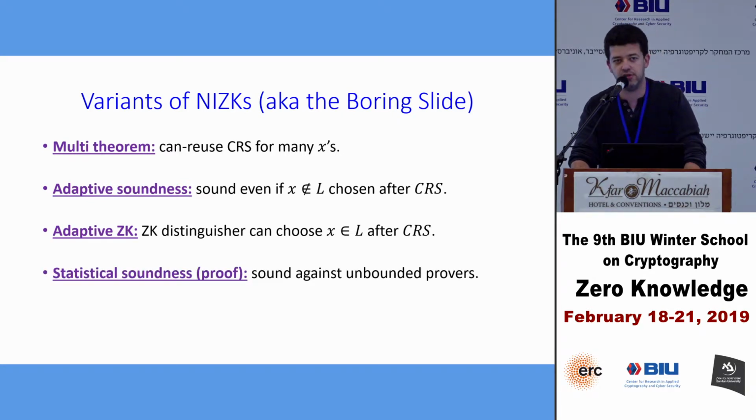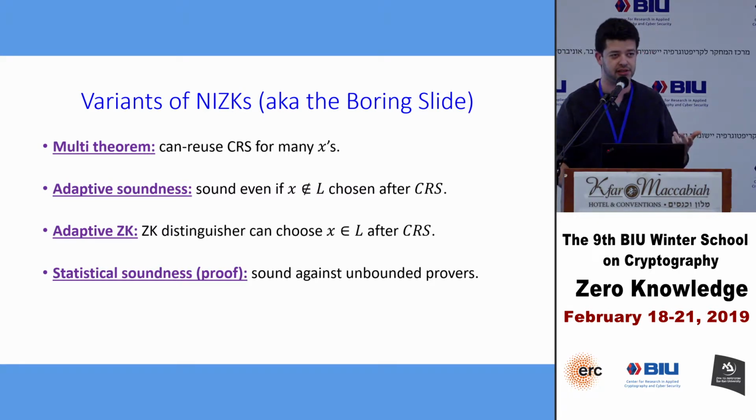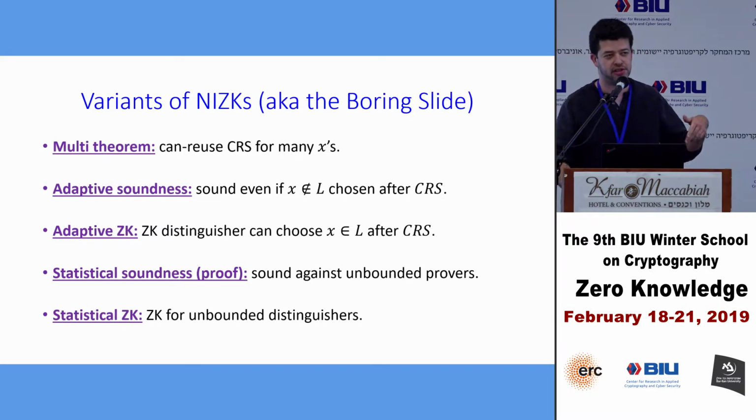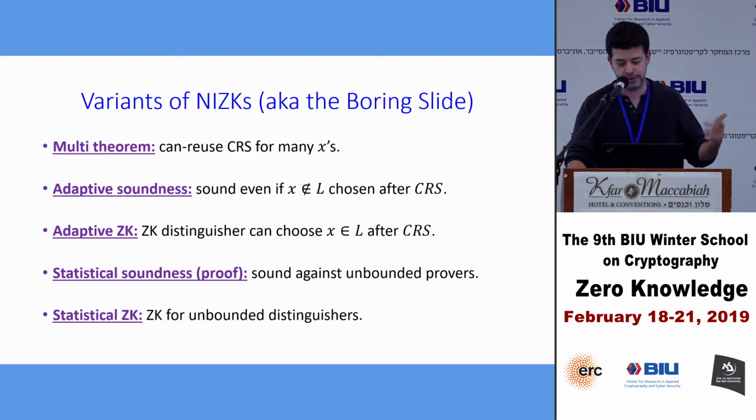And lastly, related to Alon's talks, we'd like to have statistical soundness, which means that soundness is guaranteed even against cheating provers that are not bounded, not just against polynomial-time cheating provers as we defined. And we'd like to have statistical zero knowledge, meaning that the output of the simulator is statistically distributed like the real interaction. Often we can get in protocols either statistical soundness or statistical zero knowledge, typically not both. So you need to choose what's more important for you.